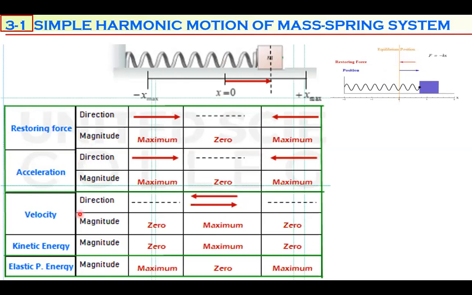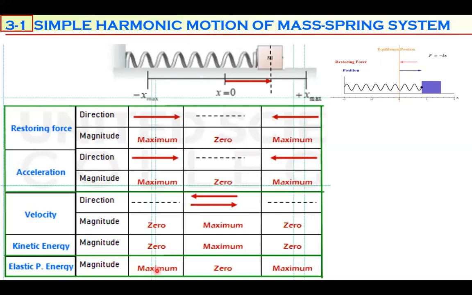Second thing is about the elastic potential energy. We know that elastic potential energy changes with x. If x is increasing, elastic potential energy must increase. If x is 0, elastic potential energy must be 0. So in the equilibrium position, because x is 0, elastic potential energy must be 0. But when the object stretches the spring the most, elastic potential energy must be maximum, because with maximum stretching or maximum compression, elastic potential energy must be maximum.